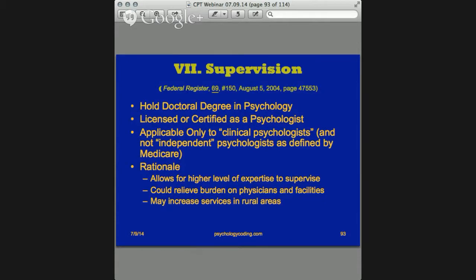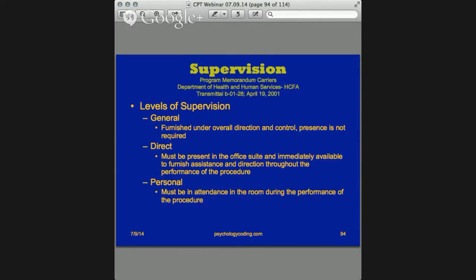Now, what's the supervision requirement? Supervision requirement is you have to have a doctoral degree in psychology, and you have to be licensed or certified as a psychologist. There are 3 levels of supervision: general, direct, and personal. Personal makes no sense. I alert you to the work of Bob McCaffrey about the use of third-party reimbursement and the position papers of NAN and several other associations, including the American Psychological Association, which I was involved in helping write several years ago.